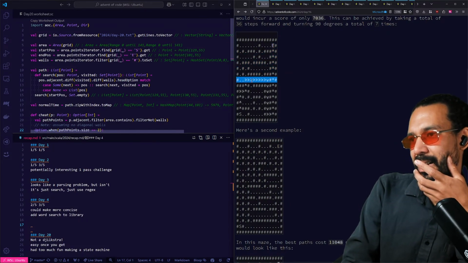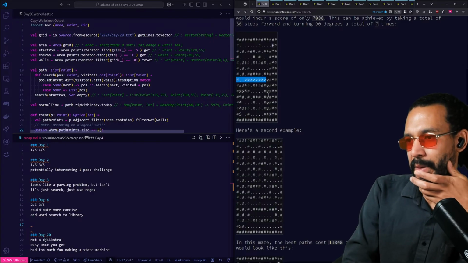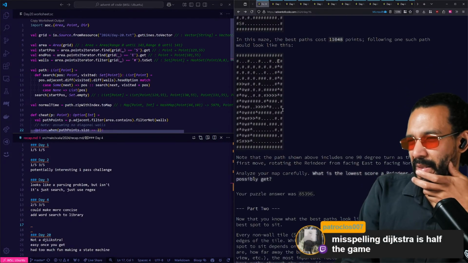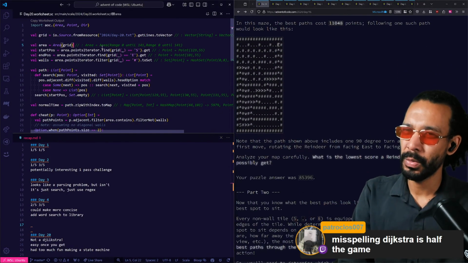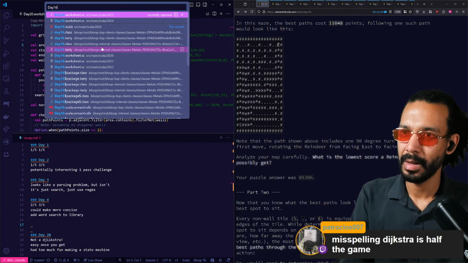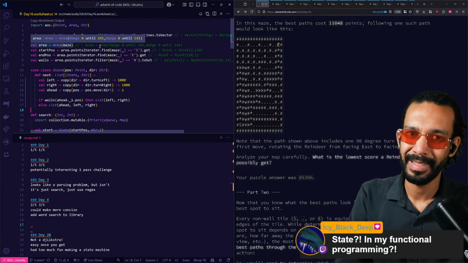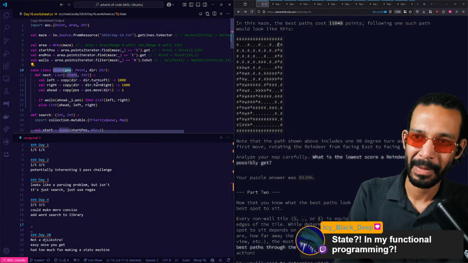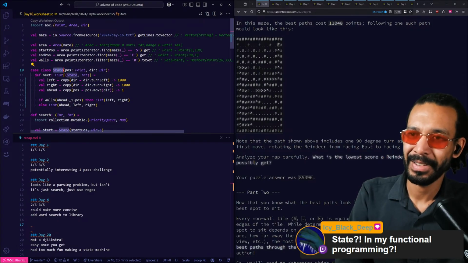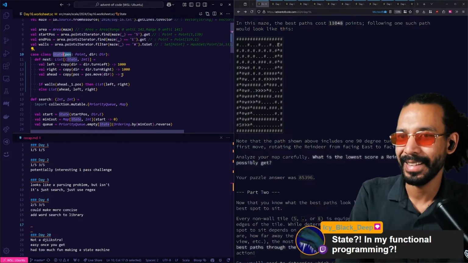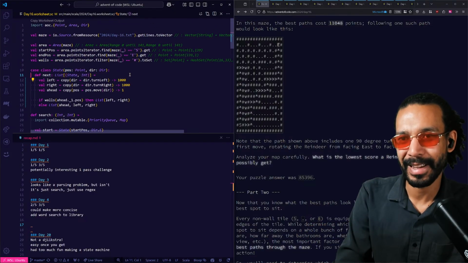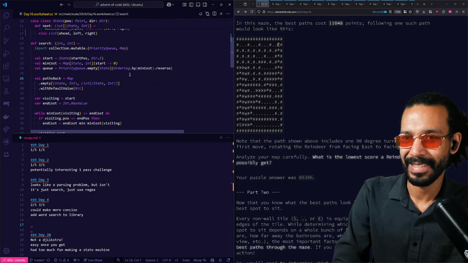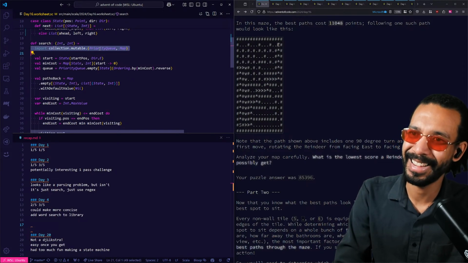Yes. This one, having the way you're facing be part of the state made part two annoying. No, there is state in your functional. It's immutable state, right? I don't mutate it, and it's still functional programming. The Dijkstra has mutable state.